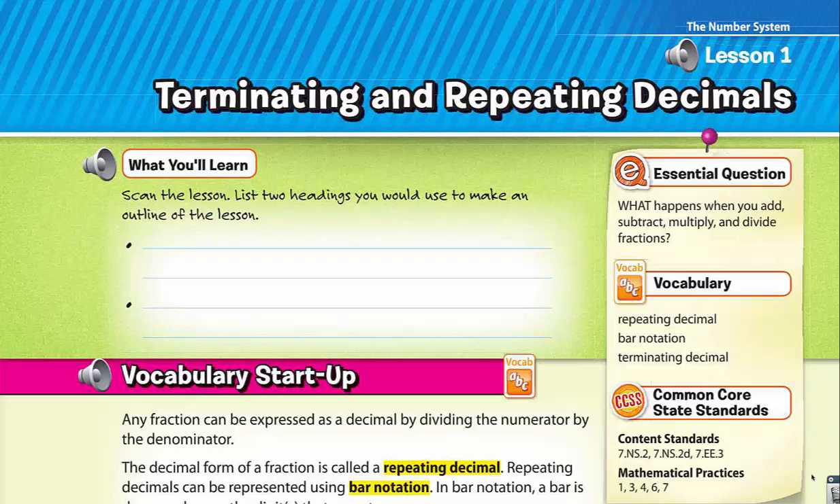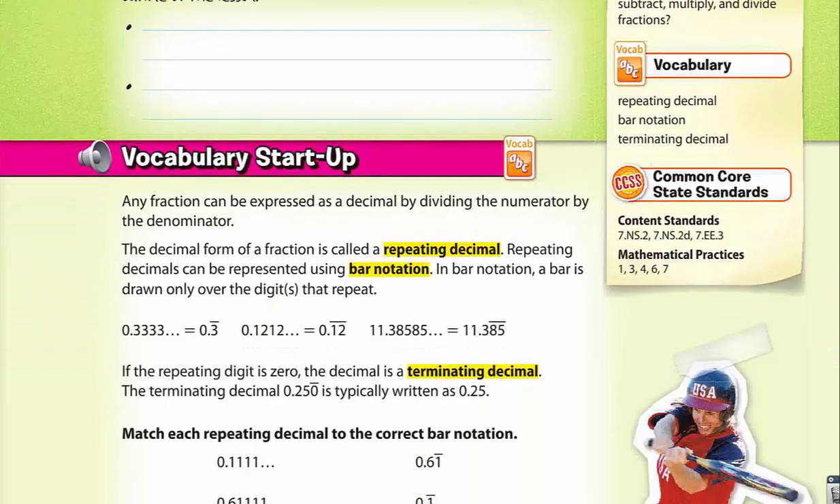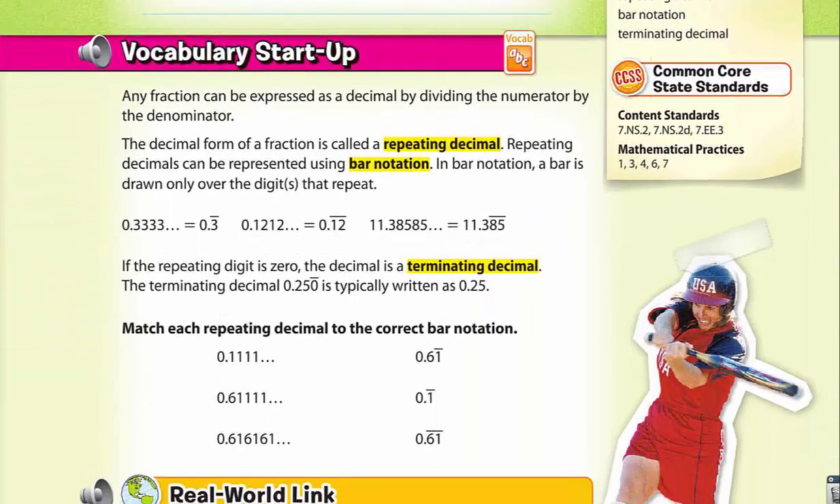All right, so today we're going to be talking about terminating and repeating decimals. And you understand the concept of decimals. Decimals are parts of a number. If you go ahead and move down through your book a little bit here to this vocabulary startup section, it says any fraction can be expressed as a decimal by dividing the numerator by the denominator.